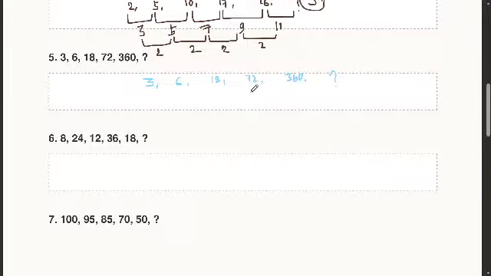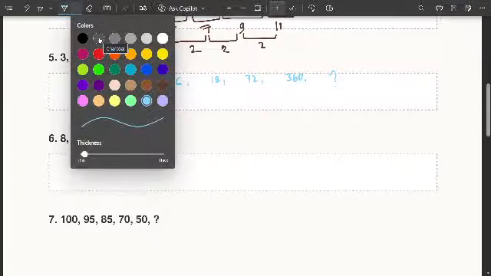So we can clearly see this 3 times 2, that is 6. 6 times 3, that is 18. 18 times 4, that is 72. 72 times how much? 5, that is 360. So 360 times how much? 6, maybe. Okay. So just try to guess.